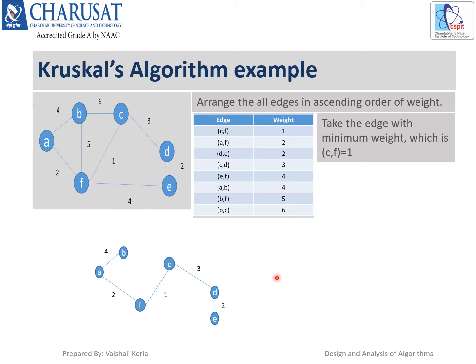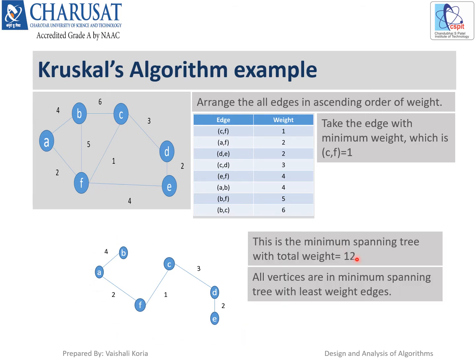So by looking at this resultant tree you can see that all the vertices of the original graph are in the minimum spanning tree with the edges with least weights. So this is your minimum spanning tree for this graph. So the total weight here for the minimum spanning tree is 12. All the vertices are in minimum spanning tree with the least weight edges.